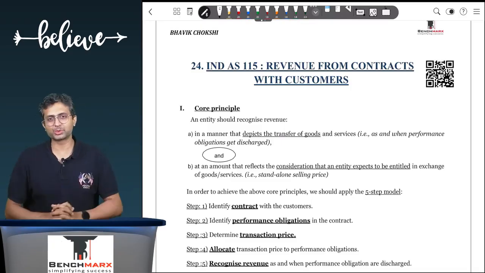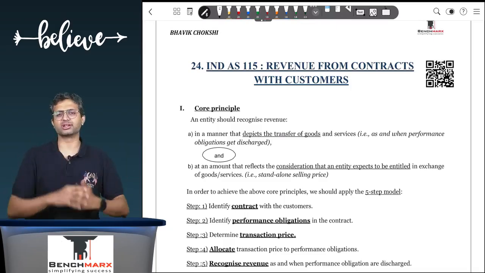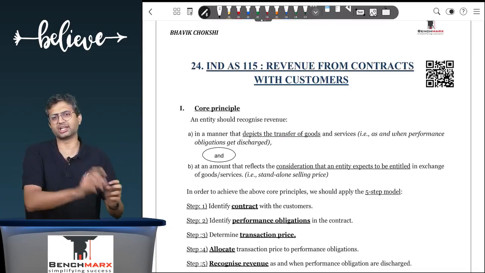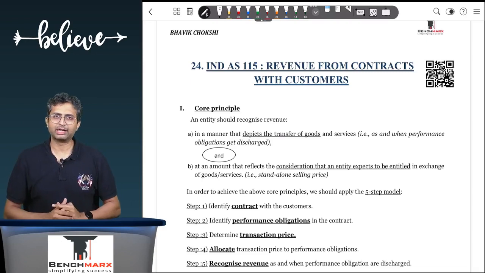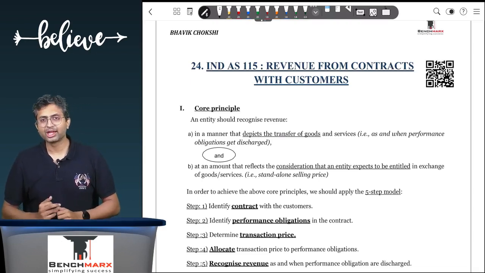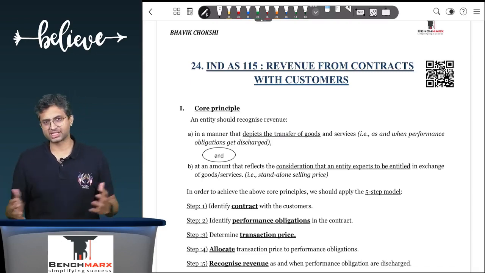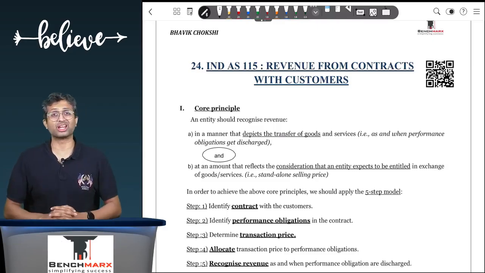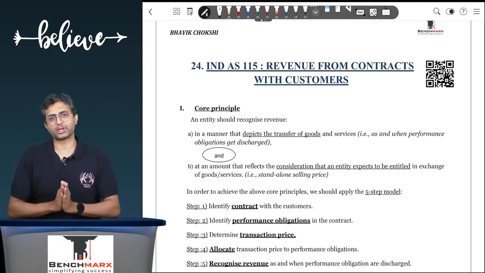Since it was introduced in 2018-19, it is the second youngest standard after Ind AS 116. From 2018-19 all the way up to 2022, it has been tested in every exam, with an average weightage of around 10 to 12 marks. So this is something which is very important.